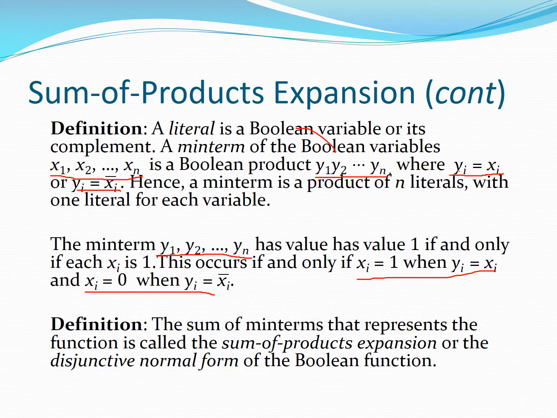All right, so the sum of all of these minterms gives you what is called the sum of products expansion, and this is representative of the disjunctive normal form of the Boolean function. All right, so once again, I want you to go back and look up how we found the disjunctive normal form of a propositional expression, or a propositional function. I want you to go back and look at that, and this will basically make more sense at that point of time.